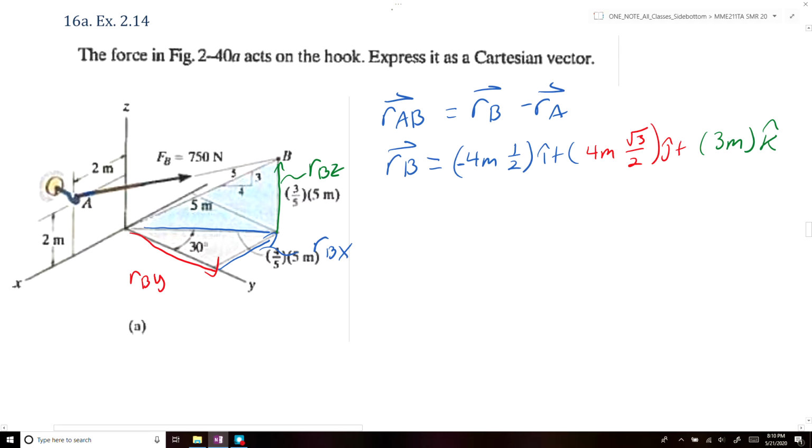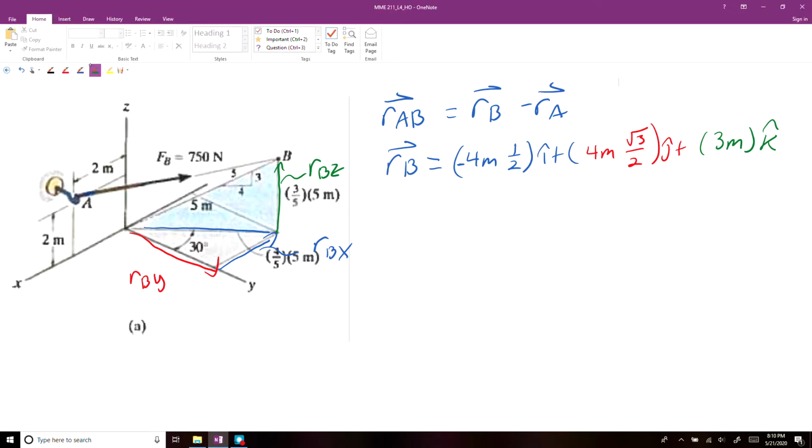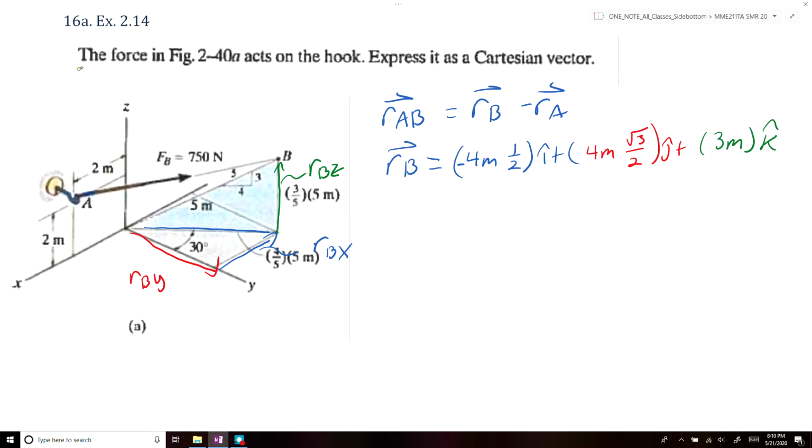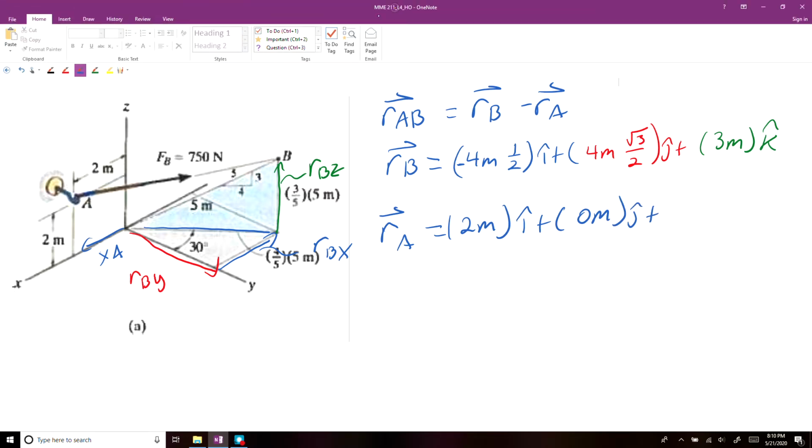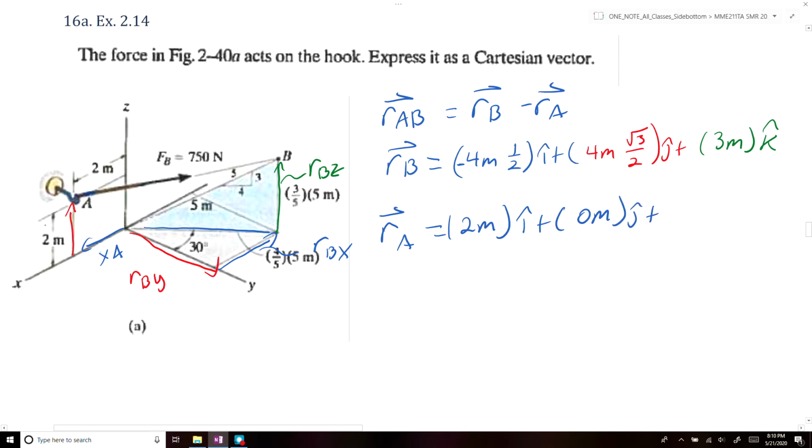So we can repeat. RA is much simpler. Its dimensions are just given to us, so we can write RA is equal to xA, which is just RAX, equal to 2 meters. There's no component along the y-axis. And then there's just a small z component, which we can write as also 2 meters.